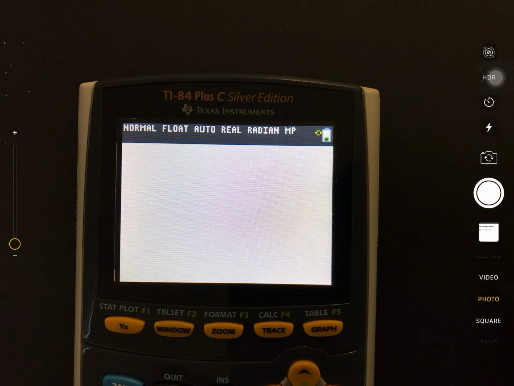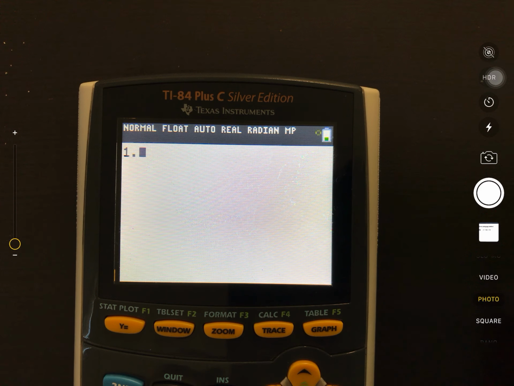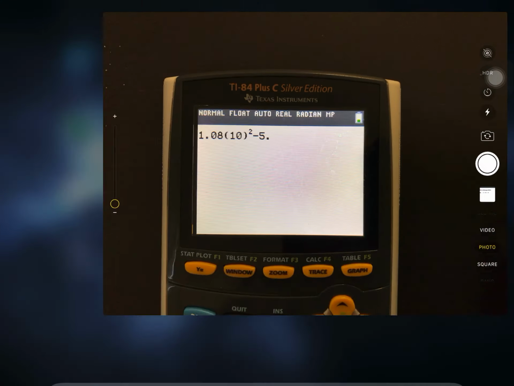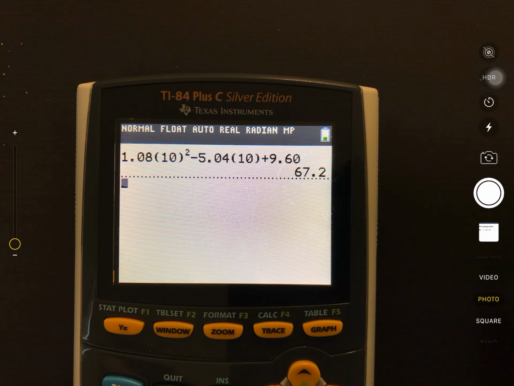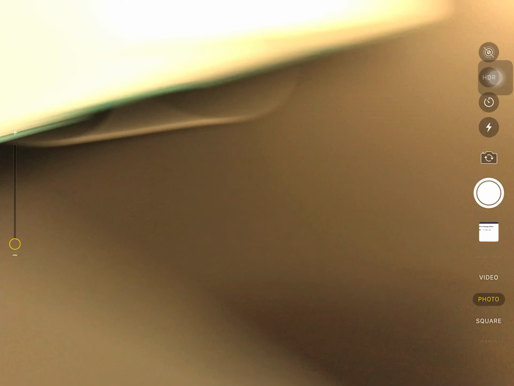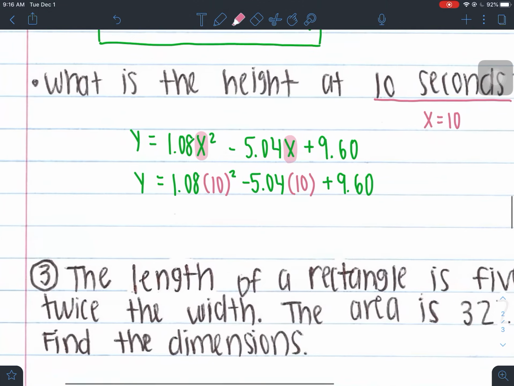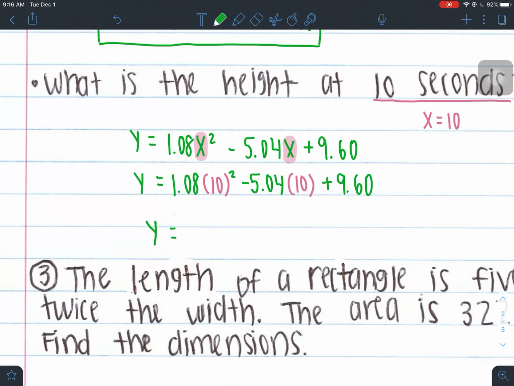Okay. So we're going to type in 1.08 parentheses 10 squared minus 5. Is it 04? Or am I going crazy? It is 04. 0410 and then plus 9.60. And I get 67.2. Well, what did I just calculate for, right? I got y equals 67.2.